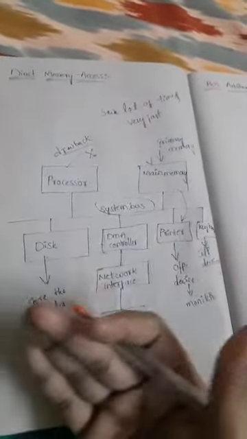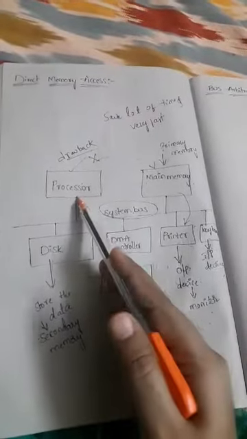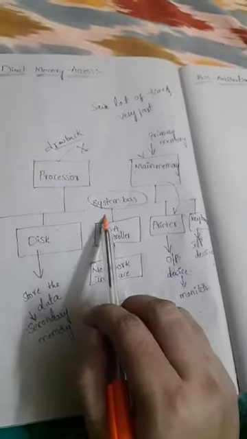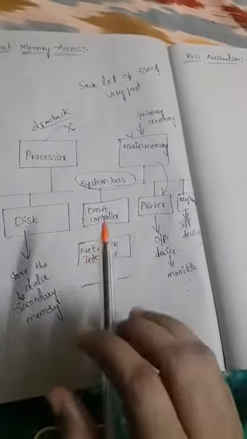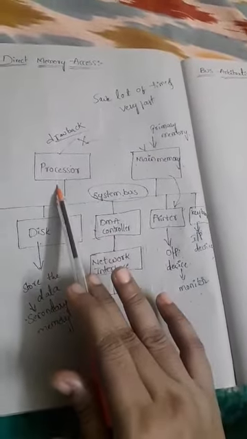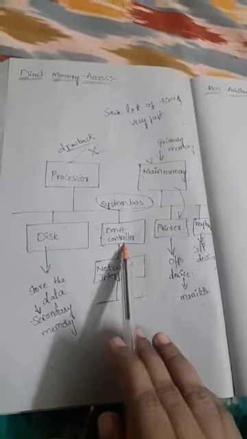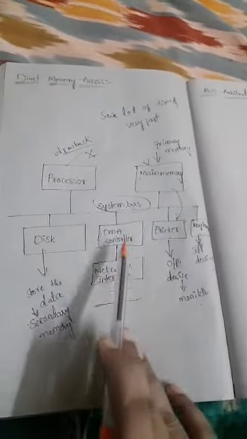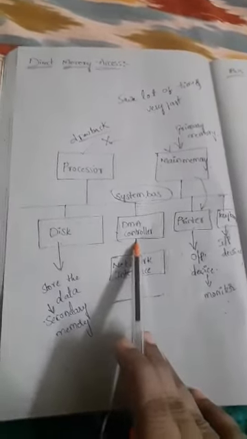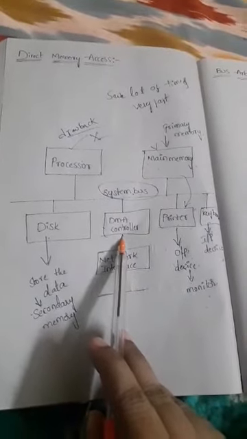So without the processor, how can we work? That means we have one solution: there is one hardware module, known as the DMA controller. Instead of the processor, we are using one hardware module, that is the DMA controller.